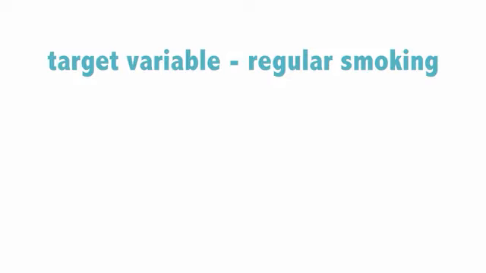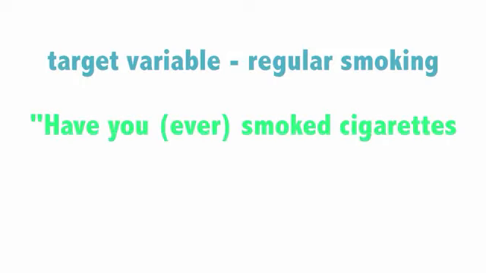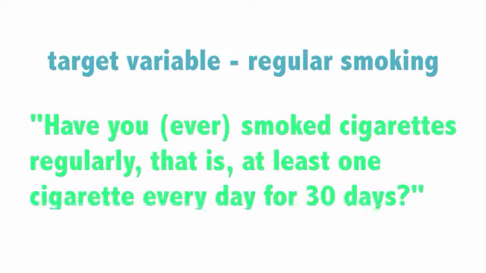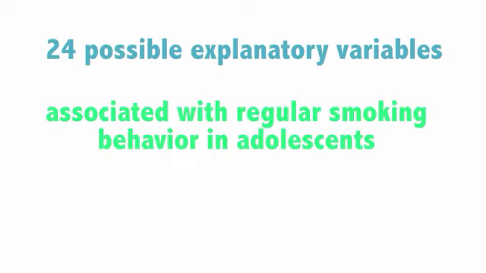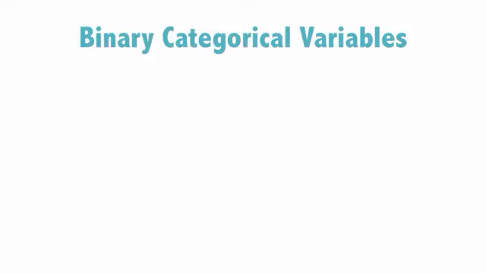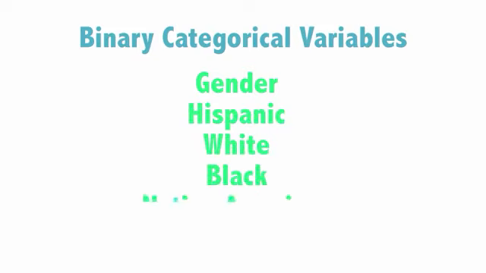Our response or target variable is regular smoking, and it was measured based on the answer to the question, have you ever smoked cigarettes regularly? That is, at least one cigarette every day for 30 days. The 24 candidate explanatory variables include those that have been found in previous research to be associated with regular smoking behavior in adolescents. Although classification models can handle categorical variables with more than 2 levels, and those that include ordered categories, in conducting my data management, I chose to create a series of 2-level or binary categorical variables. These include gender and 6 separate variables for race and ethnicity. That is, Hispanic, White, Black, Native American, and Asian.